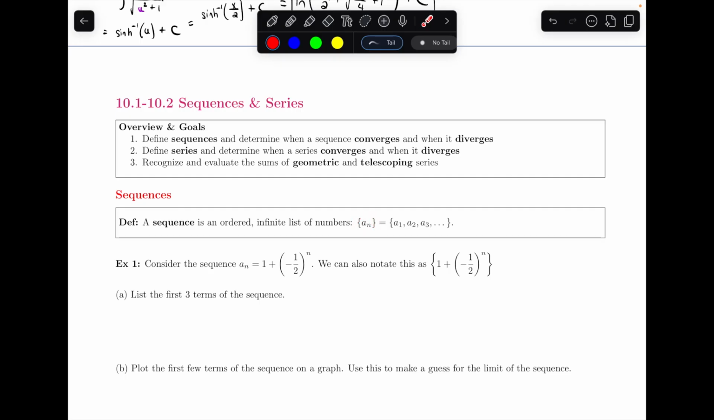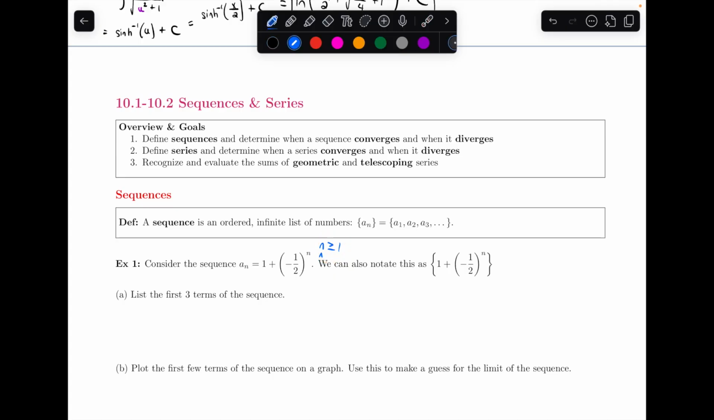So let's look at an example. Let's say I have the sequence A sub n given by this formula, which I can also notate in my curly brackets. I want to list the first three terms of the sequence. There's one quick typo here. I didn't specify where n starts. So I'm going to specify n is greater than or equal to 1. All right, so when I plug in values for n, I'm going to start off with n equals 1, and we only plug in integer values for n.